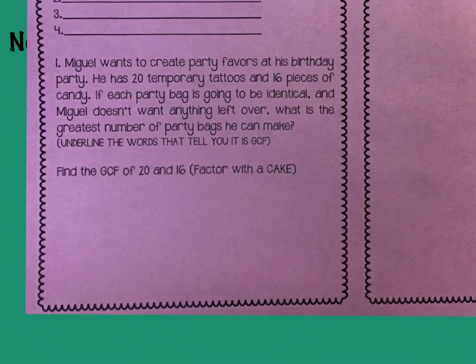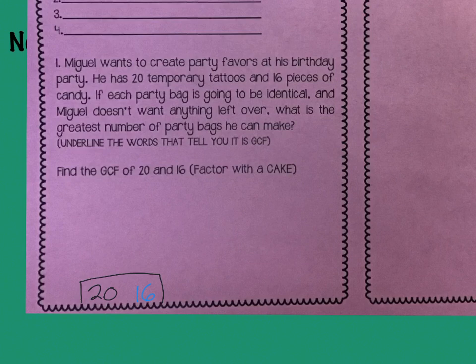So I'm going to use the cake method, and I'm going to start down here with 20. And just so we can distinguish between the two different numbers, 16. So we have 20 and 16. Now, the first thing that you have to ask yourself when you're doing greatest common factor and using the cake method is what number can go into both of these numbers, 20 and 16, evenly?